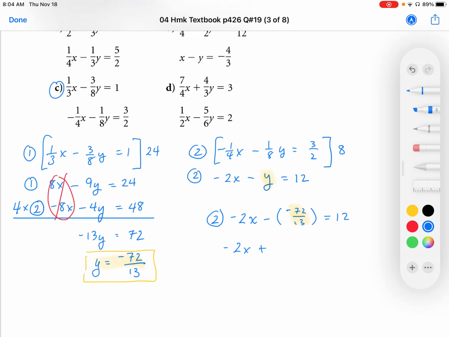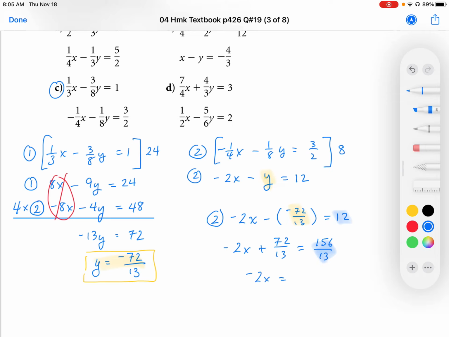negative 2x plus 72 over 13 is equal to, now I need to convert that 12 into a fraction over 13 because I need to combine that with 72 over 13. So 12 times 13 gives me 156. So I'm going to change this into 156 over 13, just so that you can see where this is coming from. This number became that number there.